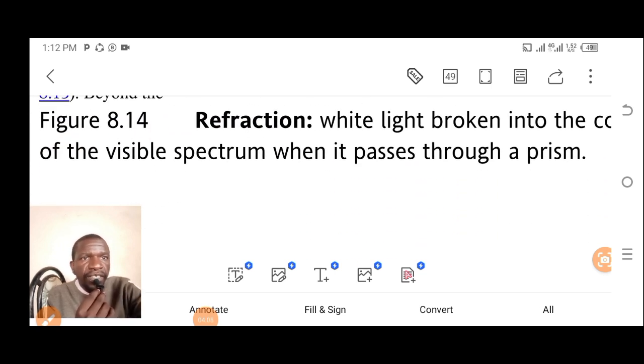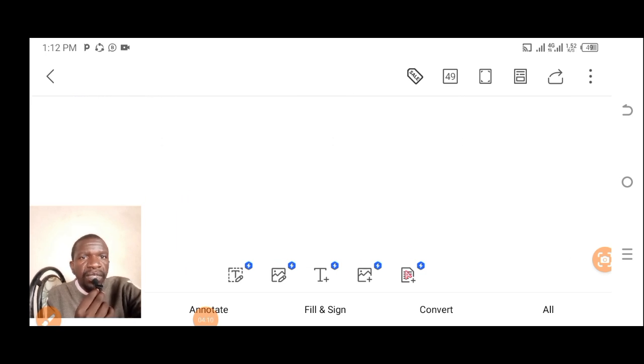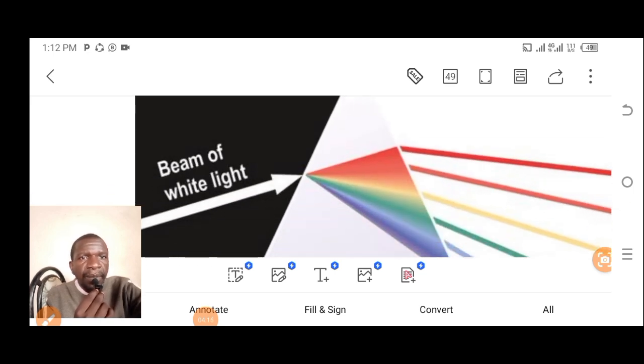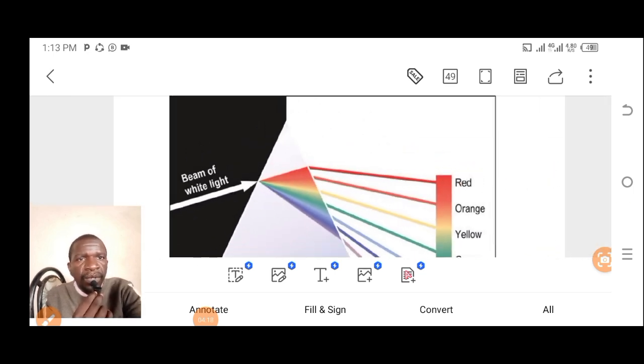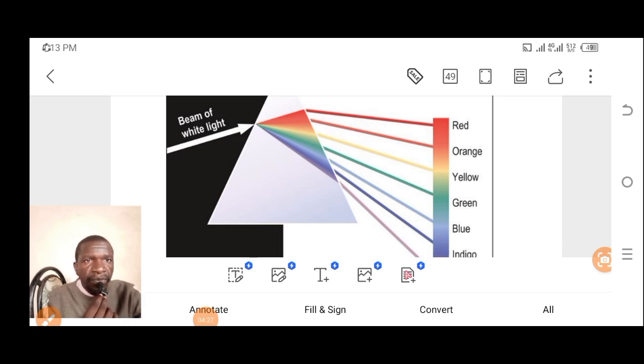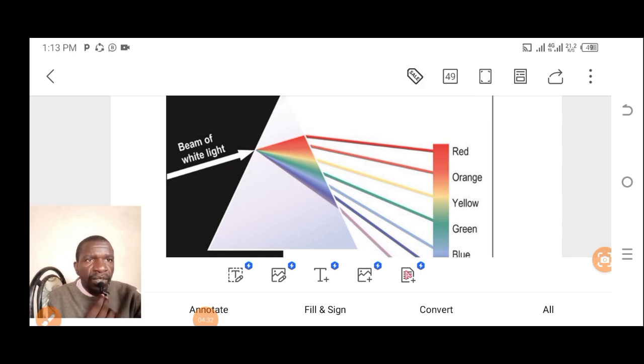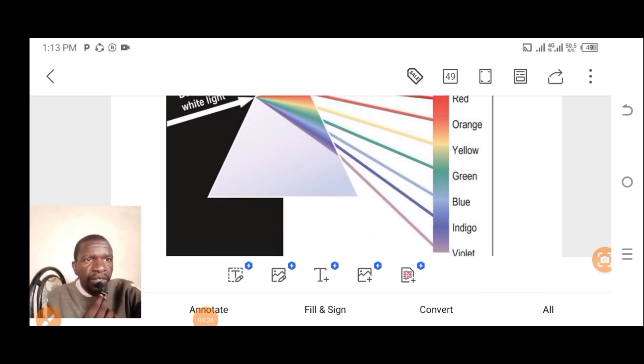So let us look at refraction. White light is broken into colors of the visible spectrum when it passes through a prism. Let's see that process. So don't worry, I will summarize the physiology of sight for you to be able to grasp it. I will summarize it. Here I just want you to grasp the main concepts that take place. So this is the beam of white light. Now when it is passed through a prism, it's producing red, it's producing orange, it's producing yellow, it's producing green, it's producing blue, it's producing indigo, it's also producing violet.